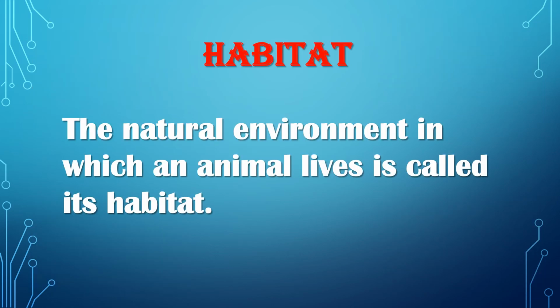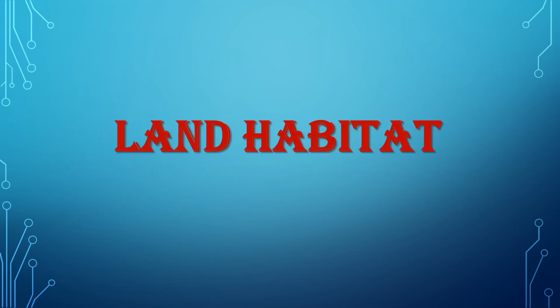So the natural environment in which an animal lives is called its habitat. We will see different kinds of habitats one by one. We have widely divided the habitat of animals into two different categories. One is land habitat and the other one is aquatic habitat. So we will see what are the different habitats which come under land habitats.